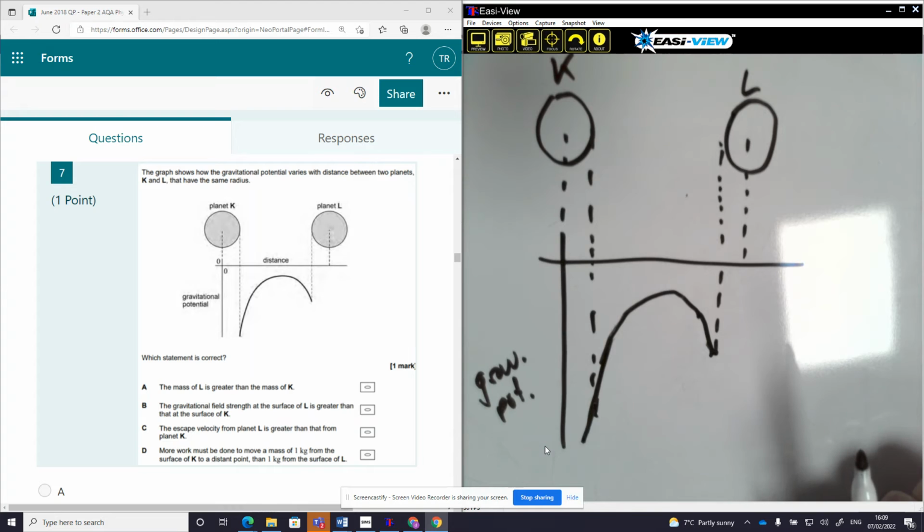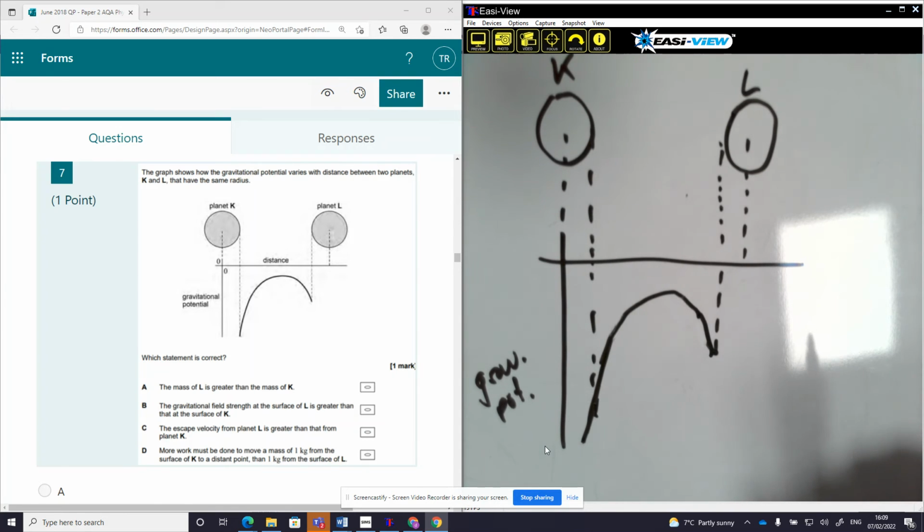So, the mass of L is greater than the mass of K. Nope, that's the opposite. Gravitational field strength at the surface of L is larger than the surface of K. No, that's not true. It's larger on K than L. The escape velocity from planet L is greater than from K. No, it's going to be less.